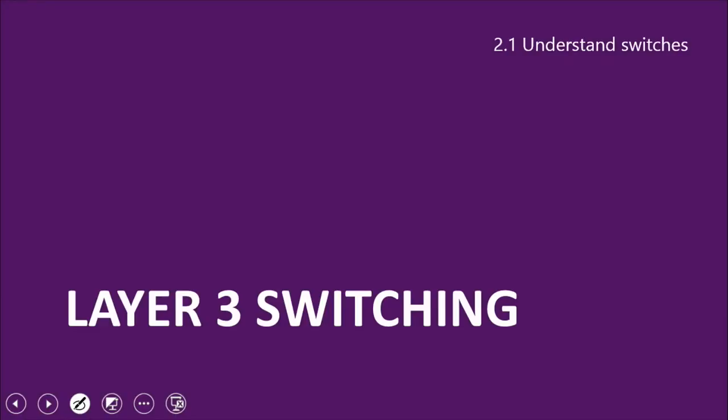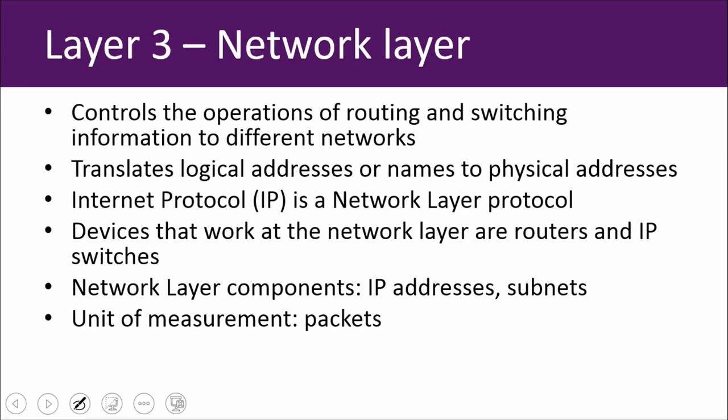All right, so layer 3 switching is a little bit different, okay? Layer 3 is the network layer. Right? It controls the operations of routing and switching. It translates logical addresses or names to physical addresses or vice versa. So if you're receiving data, you're going to go from a physical address into a logical address.